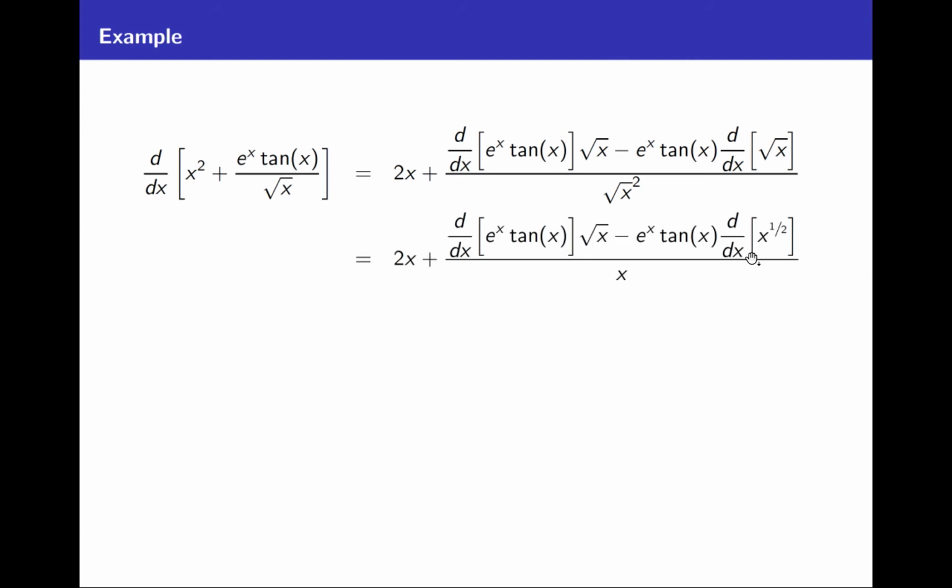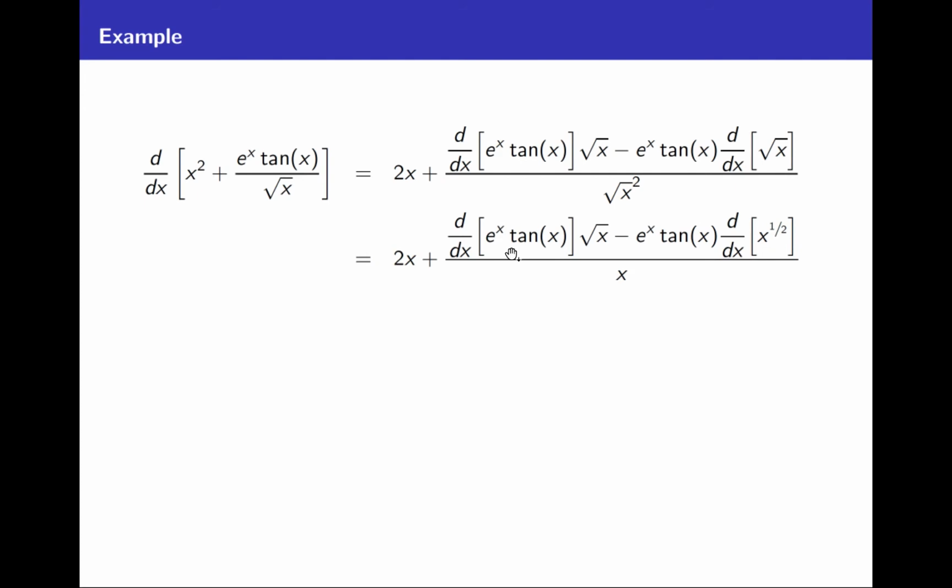Now a little bit of cleanup here. The square root of x squared on the bottom, that's an x. And we have to do the derivative of the square root of x. So let's write that as x to the 1/2. So we're primed to use the power rule there. And let's keep working with this. So we have our 2x. And now we have the derivative of e to the x tangent of x right there.